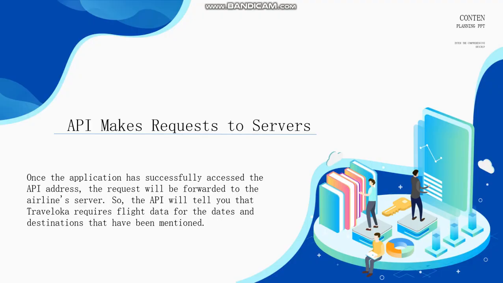Next, the API makes requests to servers. Once the application has successfully accessed the API address, the request is forwarded to the airline server. So the API will tell it that Traveloka requests flight data for the dates and destination that have been mentioned.